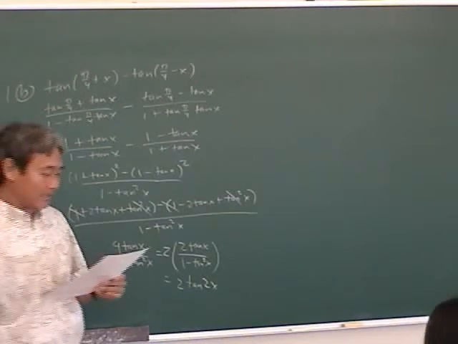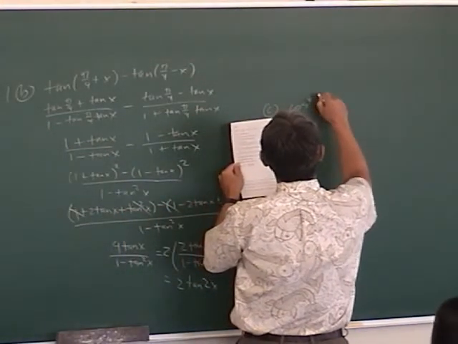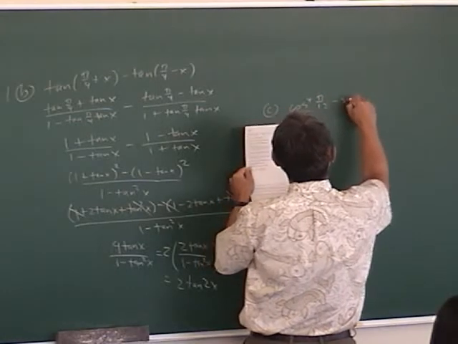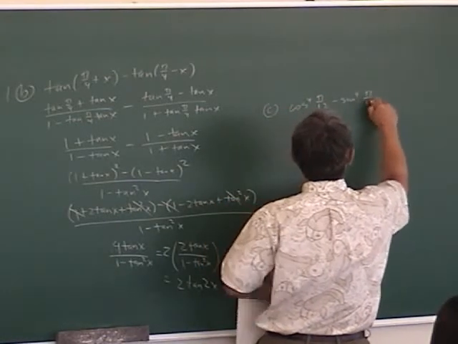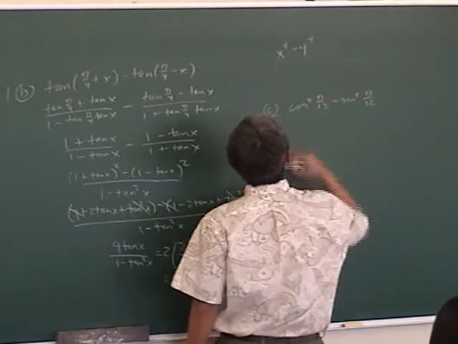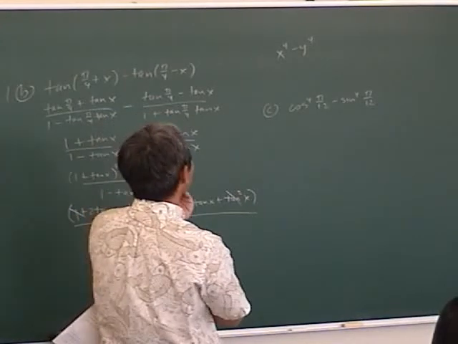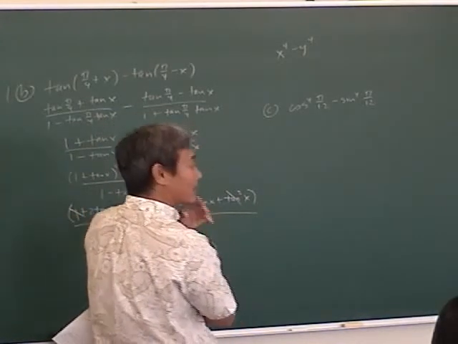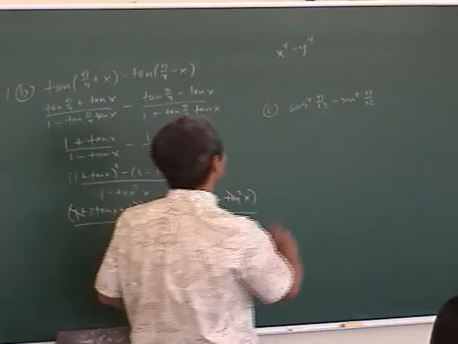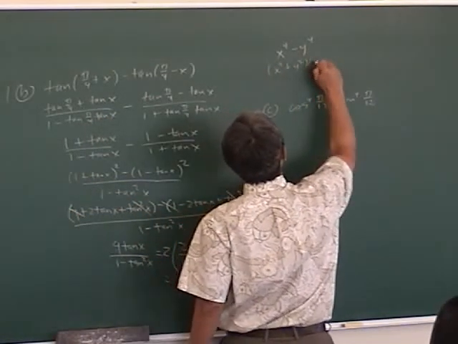And then C. Cosine to the 4th pi over 12 minus sine to the 4th. Okay, well let me ask you this. When you took Algebra 1, and your teacher told you to factor this, what did you do? How do you factor that? Isn't that a difference of squares? Can't you factor that as x squared plus y squared times x squared minus y squared?